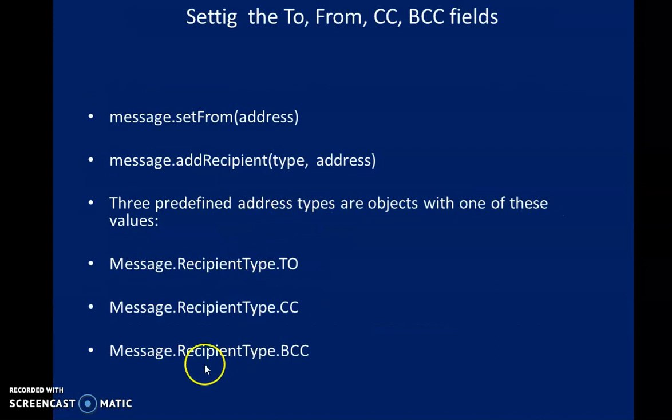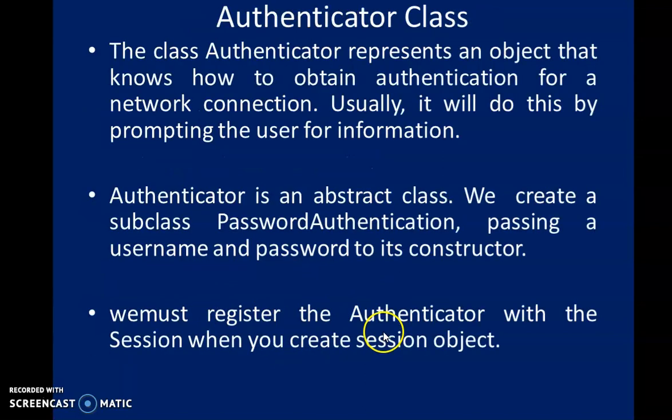And then these are the syntaxes to send a mail. That's a message object, message.setFrom address, and then addRecipient address, and then Message.RecipientType.TO. So these are all the details. If you want to specify, these are the syntax. And then the Authenticator class represents an object that knows how to obtain authentication for a network connection.